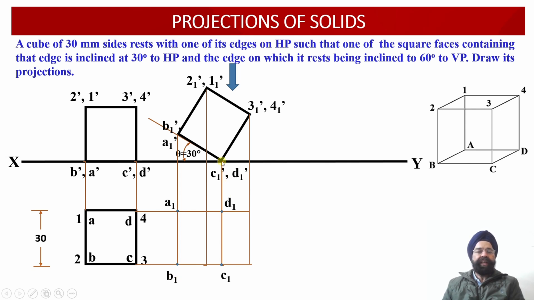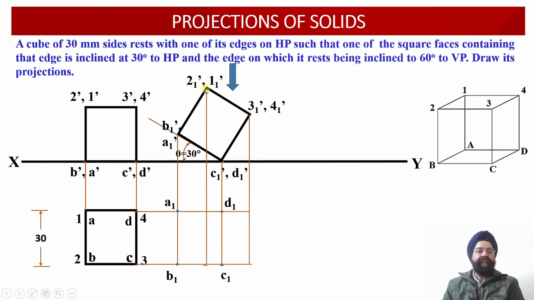Similarly, wherever the vertical projector line drawn through the point C1 dash intersects with the horizontal projector line drawn through the point C, we obtain the point C1 over here. Finally, wherever the vertical projector line drawn through the point D1 dash over here intersects with the horizontal projector line drawn through the point D, this point of intersection provides us with the location of the point D1. So all the 4 points corresponding to the base have been located in the top view projections.